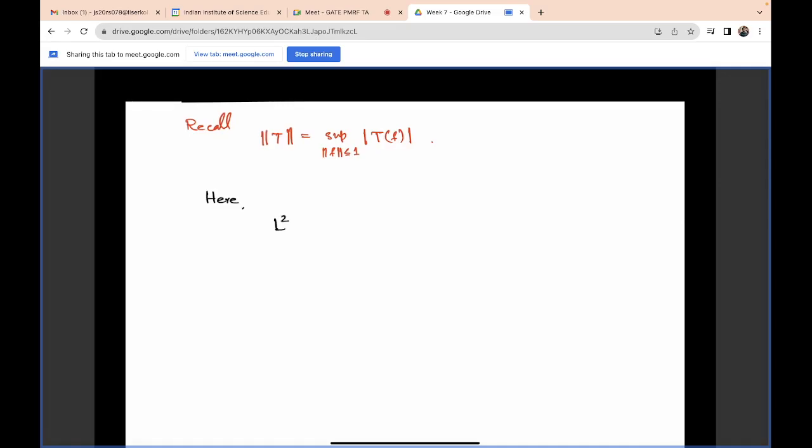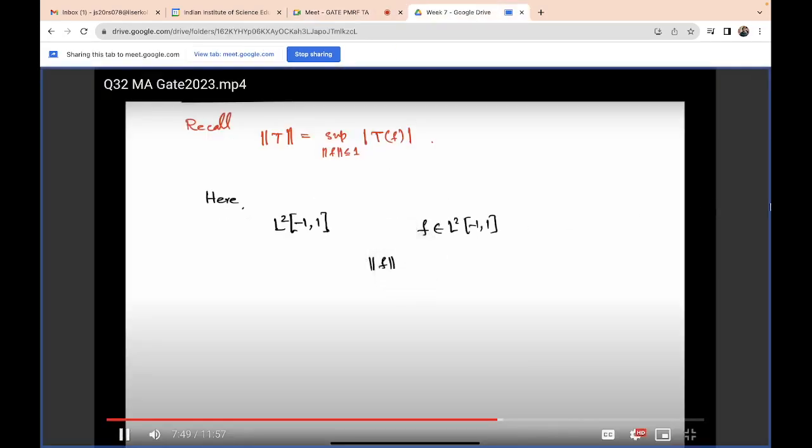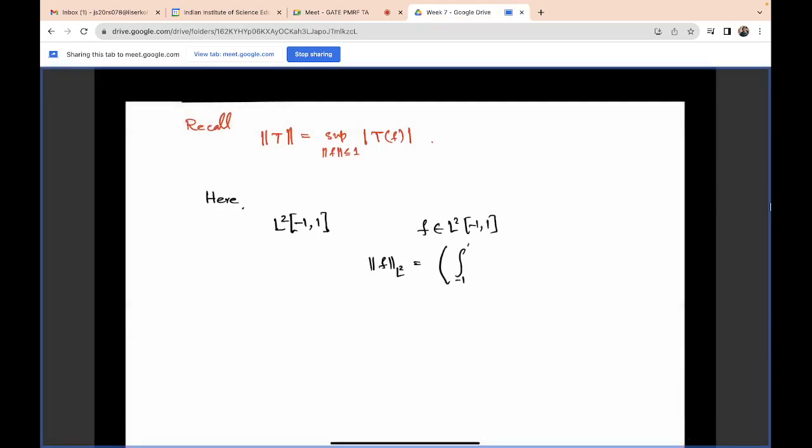Here we have the space L2 over the set minus 1, 1. So this is again a Hilbert space, and f is in L2 of minus 1, 1. Then the norm of f, the L2 norm, is defined like this: the integral from minus 1 to 1 of mod f(x) squared dx, with the Lebesgue measure, to the power half. So this is the norm here.